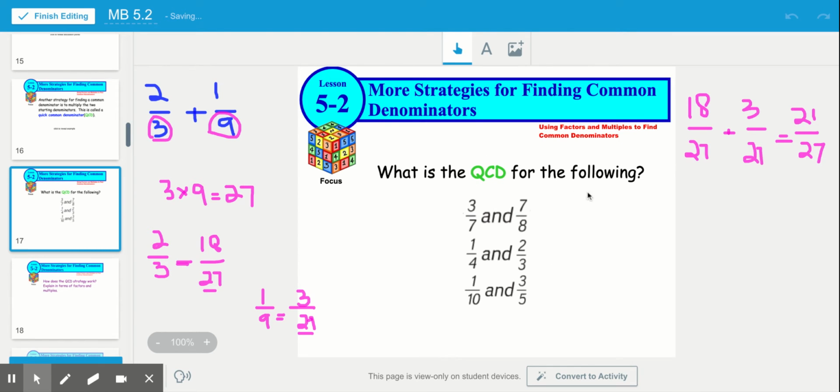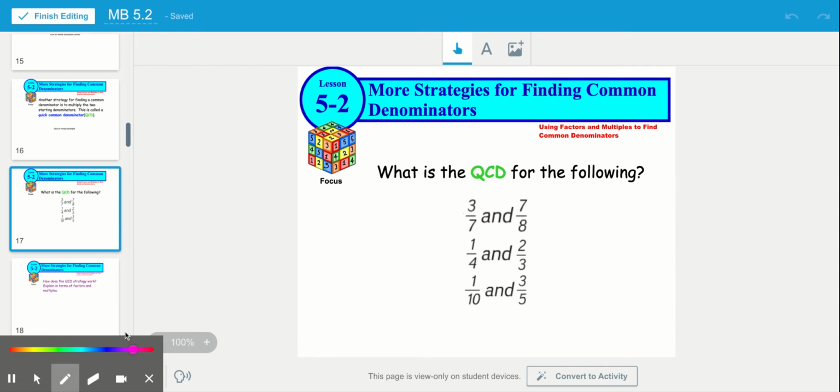So here's a quick common denominator for some we can do. We won't solve the whole thing, there's no addition or subtraction, but let's just find the quick common denominator for these by multiplying. So 3/7 and 7/8, we want to take 7 times 8. 1/4 and 2/3, we would take 4 times 3. And then 1/10 and 3/5, we would take 10 times 5. So we know we would get 56, 12, and 50.